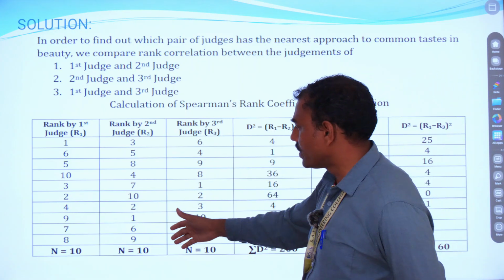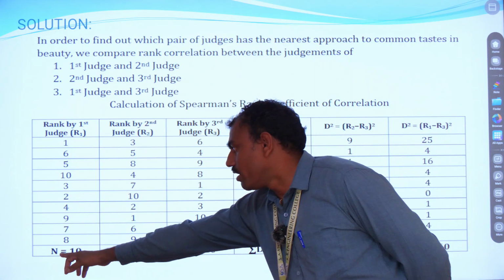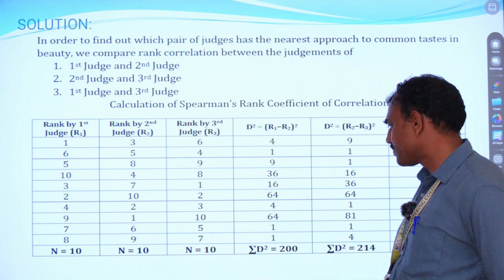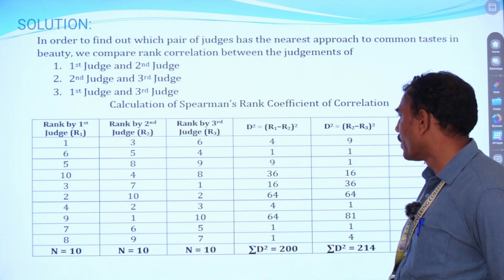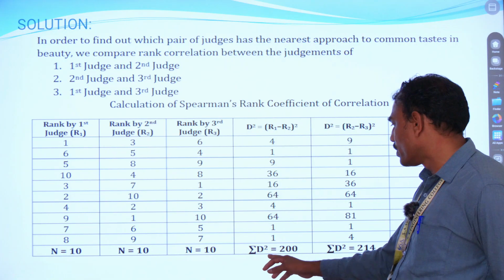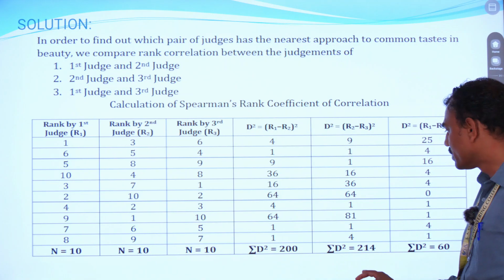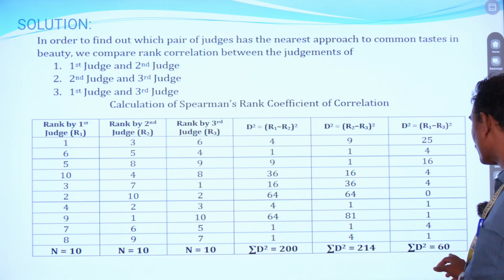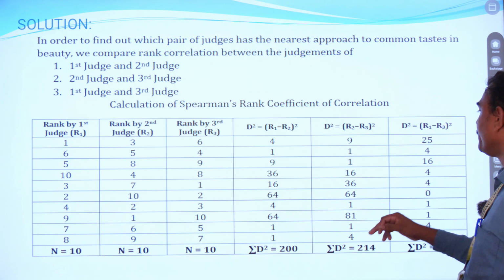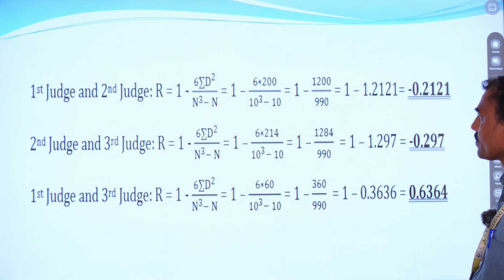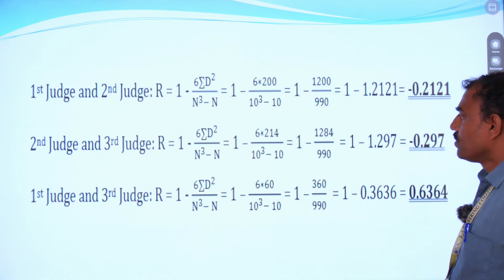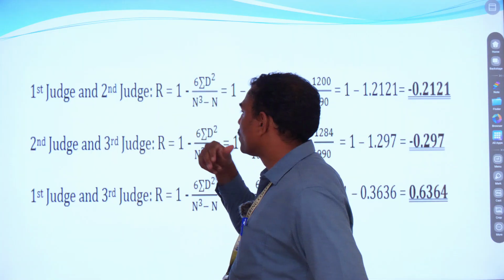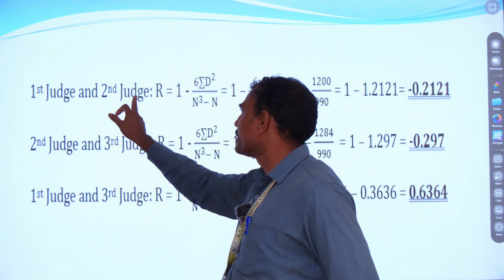The number of observations is n equal to 10 for each, since 10 ranks are available. The summation of D1 squared equals 200, the summation of D2 squared equals 214, and the summation of D3 squared equals 60. Here we find the common taste of the judges, starting with the first judge and the second judge.